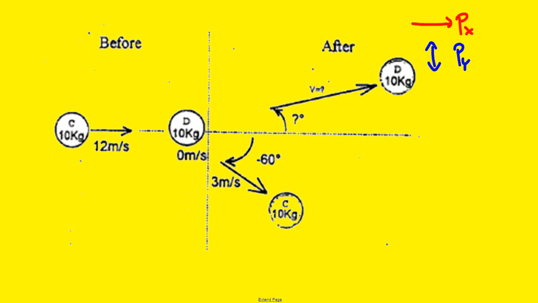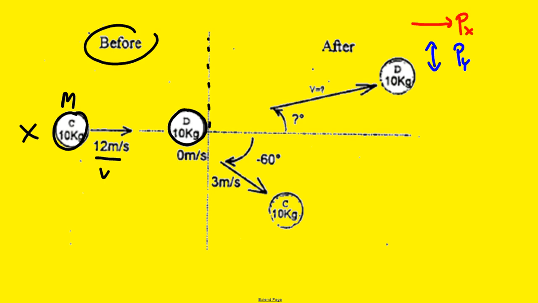Note that before the collision, we have mass C given as 10 kilograms, moving at 12 meters per second, entirely in the x-axis direction. It strikes object D, and after the collision, object D moves off at some unknown velocity and unknown angle, but we are told that object C has a velocity of 3 meters per second at an angle of 60 degrees.